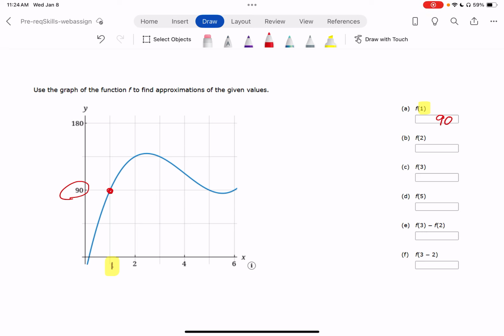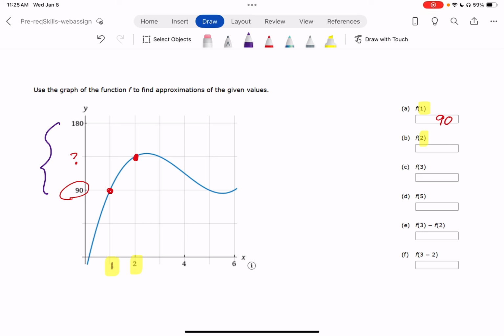Let's just do another one. We'll skip down to part B. That's a good one here. So our input is 2. I'm going to look at 2 on my input, go to my graph, find that point that has that input, and then I'm interested in this output. So notice here the scale, you're going from 90 to 100.